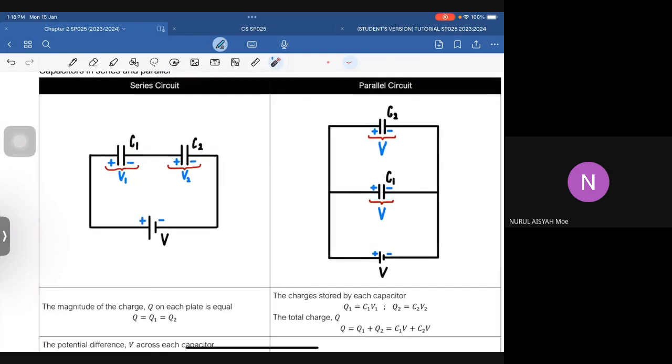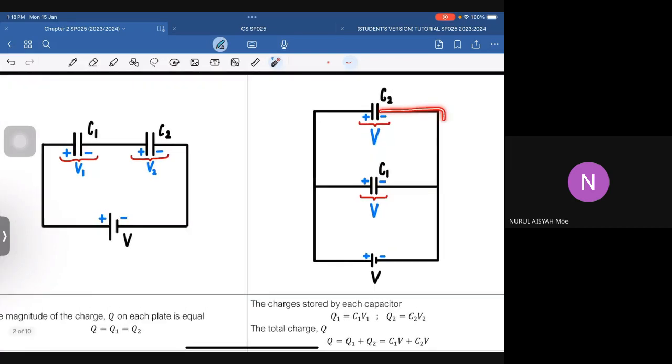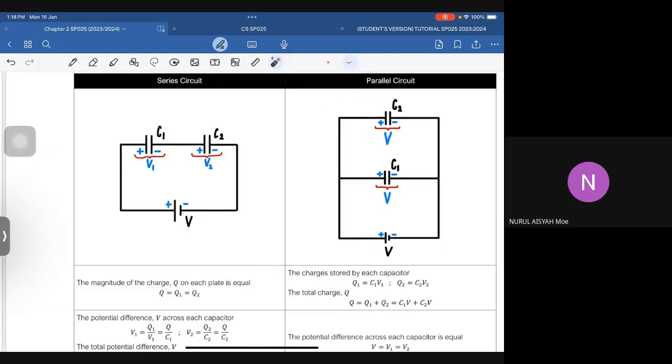For a parallel circuit, even though it looks like one wire, if it has a junction, and if we look here there is a junction, it will become a parallel circuit. So any circuit that has a junction is known as a parallel circuit. Okay, so make sure you have no problem differentiating between series and parallel circuits. If you do, you can ask me.